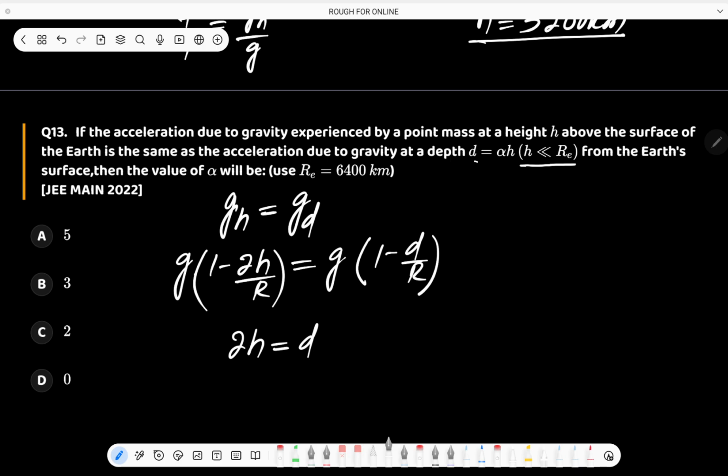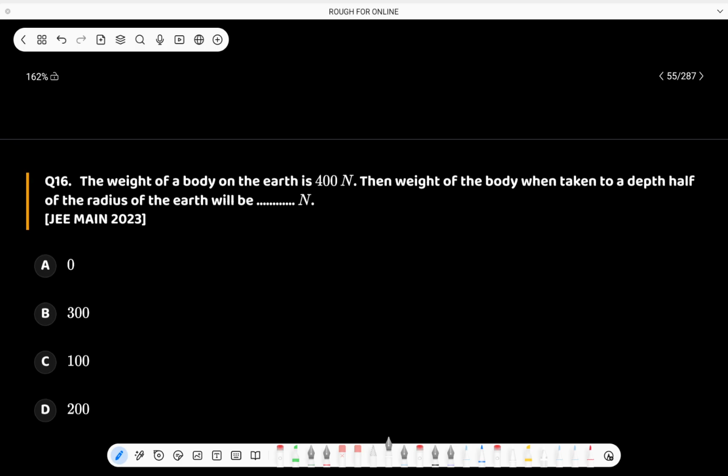Now look, here it is given that d is equal to alpha h. So d is equal to twice h, in turn equal to alpha h, which implies that the value of alpha is equal to 2. So the value of alpha is equal to 2. Hope that it's crystal clear to you. Let's move to another question.